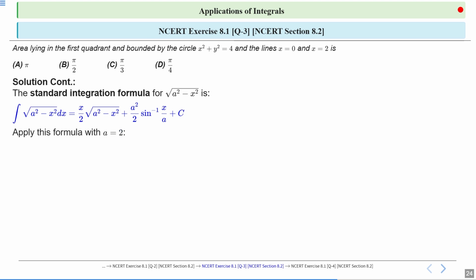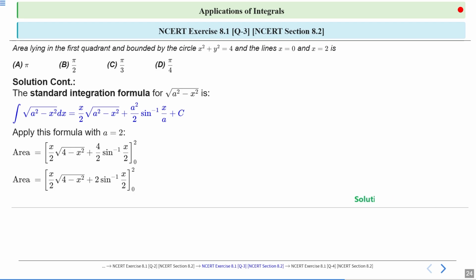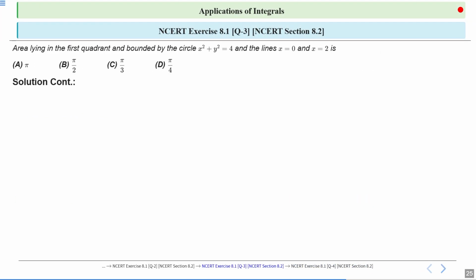Apply this formula with a equal to 2. We get area is equal to x by 2 root under 4 minus x square plus 4 by 2 sin inverse x by 2, from 0 to 2. That is x by 2 root under 4 minus x square plus 2 sin inverse x by 2. Now apply the second fundamental theorem of integral calculus to get the value of area.